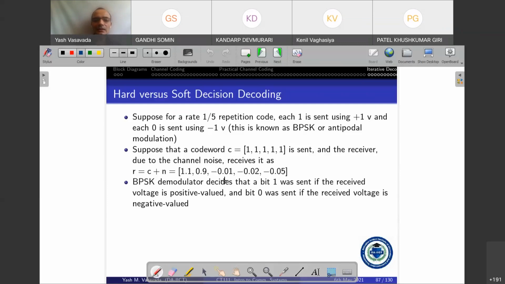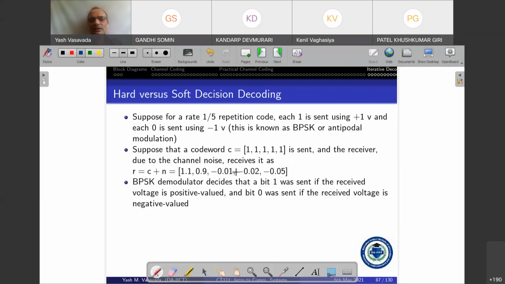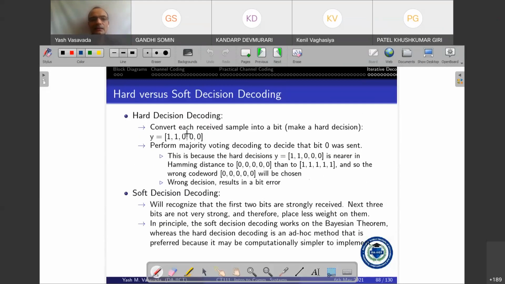Okay, so let us consider this example. And so what will the hard decision decoding do? It will actually convert each of these into a hard decision. It will make this 1, 1, and then minus 1, minus 1, minus 1. And so it will get this as the output. The hard decision decoder will see this value that is being received, and now it will perform the majority vote decoding. And so it will say that bit 0 was transmitted because zeros are in the majority.